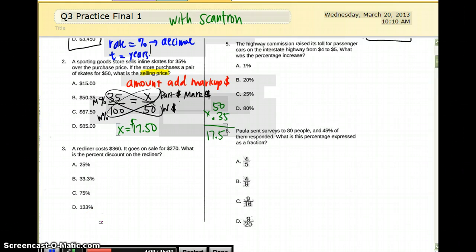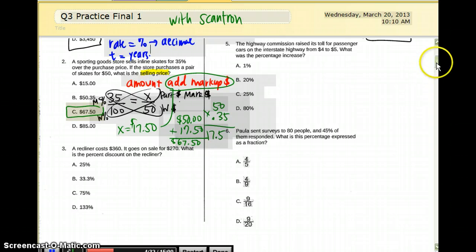Now that's not our answer because it's asking for the selling price. So I have to add that amount to the already $50. So $50.00 added with $17.50 is going to give me $67.50. So that would be answer C. And each of these questions takes quite a few steps to get there.